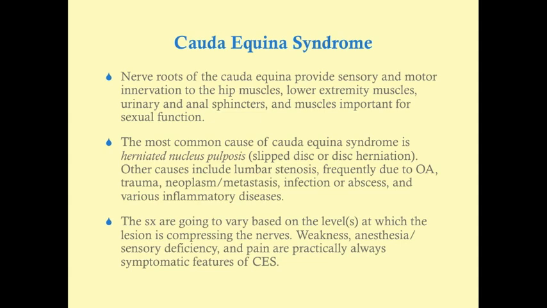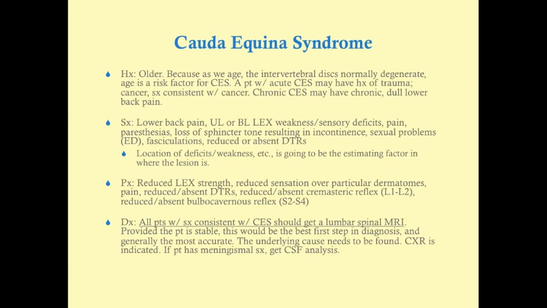So what is the history in a patient with Cauda equina syndrome? Most commonly, they're older because as we age, the intervertebral discs tend to degenerate. And so because the intervertebral discs start to degenerate, that increases the risk of disc herniation. So age is itself a risk factor for Cauda equina syndrome.